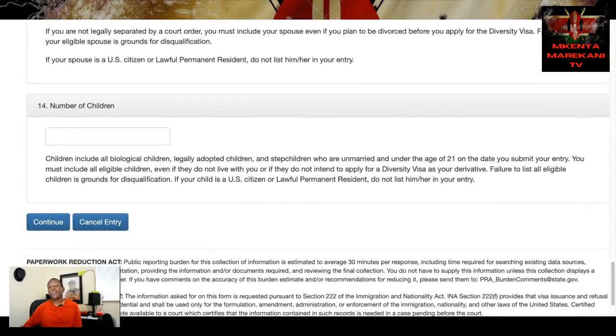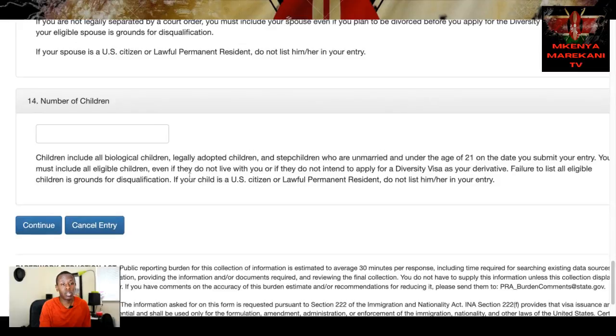so number 14 now is about children. So if you have children, that's where you come in. And children includes all biological children, legally adopted children, and stepchildren who are unmarried and under the age of 21 on the date you submitted your entry. You must include all eligible children, even if they do not live with you or if they do not intend to apply for a diversity visa as your derivative. Failure to list all eligible children is grounds for disqualification. So you see, there is strictness galore.